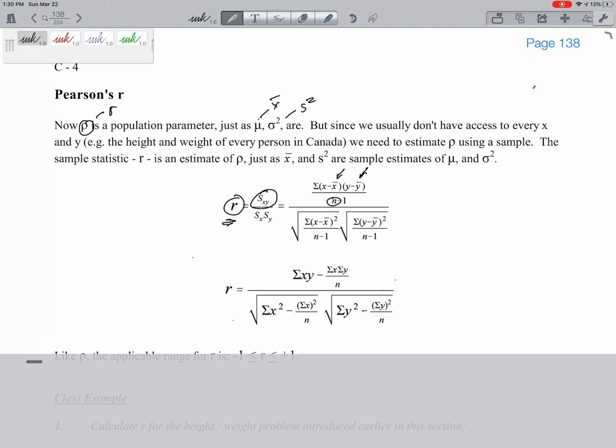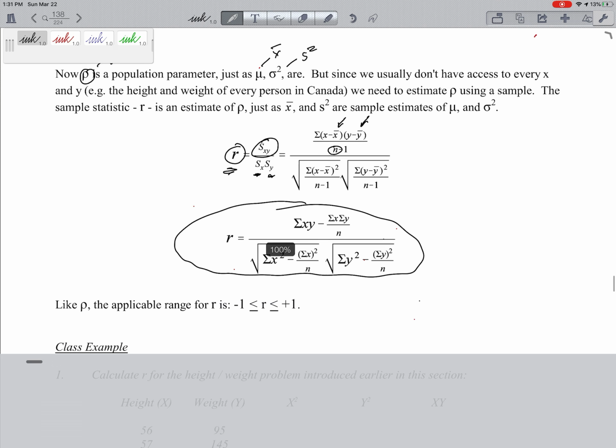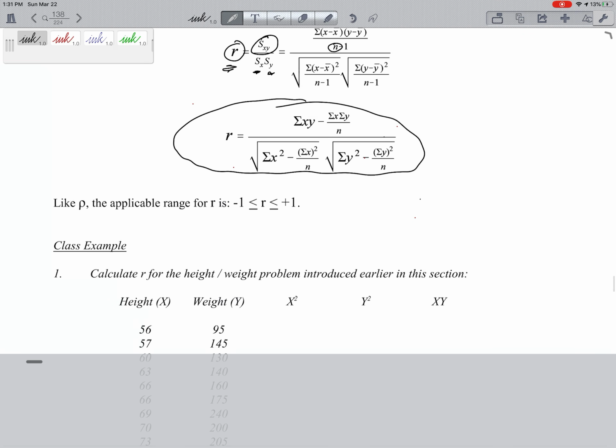And if we take a look over here, it's the sample covariance of x and y divided by the sample standard deviation of x and the sample standard deviation of y. Now that's kind of an ugly formula up here. This one's a little better computationally. It's still ugly. It's about the ugliest formula you're going to get in this particular course. But that's what the thing looks like. And just like rho has a range from -1 to +1, so does R.